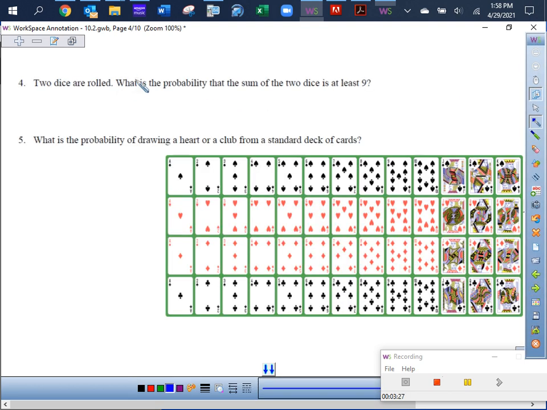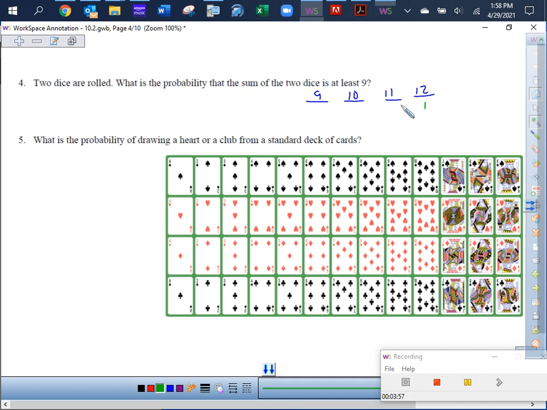So 2 dice are rolled. What is the probability that the sum of the 2 dice is at least 9? So what we can do is make our good old-fashioned chart in that situation. If you wanted to, or I just kind of did it like this. So to roll at least a 9, you can roll a 9, a 10, an 11, or a 12. If you think back to when we did our dice probability, we knew that there's only one way to roll a 12, right? That's getting a 6 and a 6.